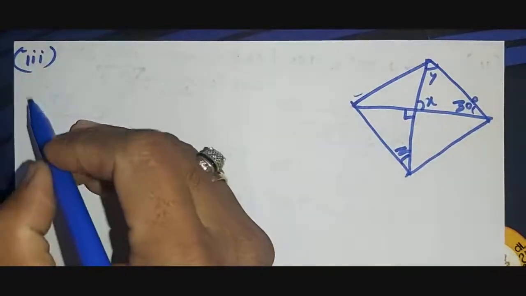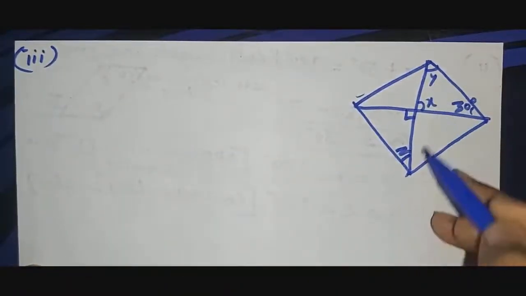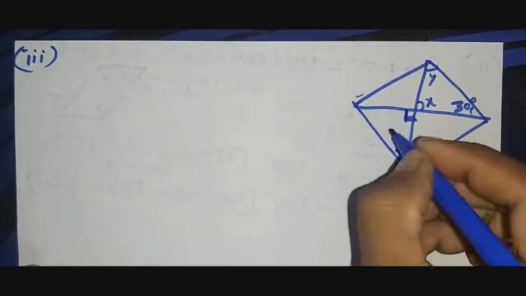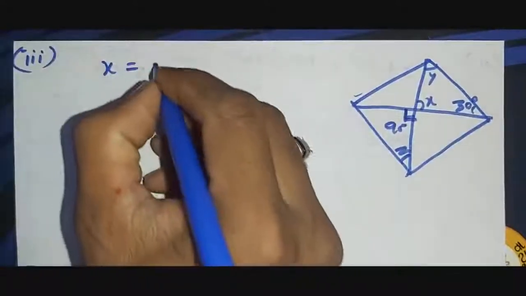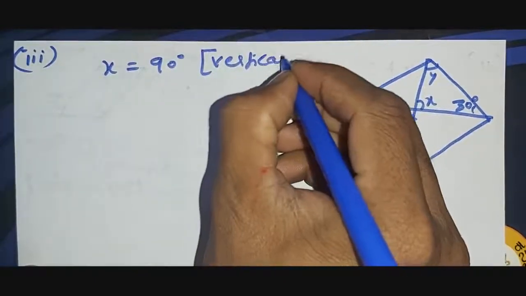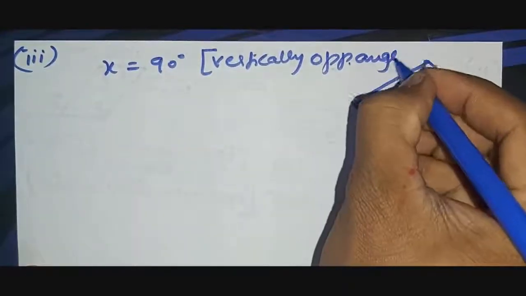Now let us discuss the third question. Here they have given a figure, and we need to find y, x, and z. See, this mark indicates 90 degrees. And here x is equal to 90 degrees because of vertically opposite angles.